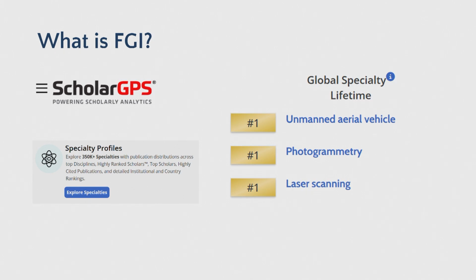If you look at this ranking, Scholar GPS gives the global ranking, and if you look at the specialties, we are small, so we only work with specialties, with keywords like unmanned aerial vehicle, photogrammetry and laser scanning, and it says we are ranked 1 in the world. That is for lifetime, not for the last 5 years, because there is more money somewhere else.